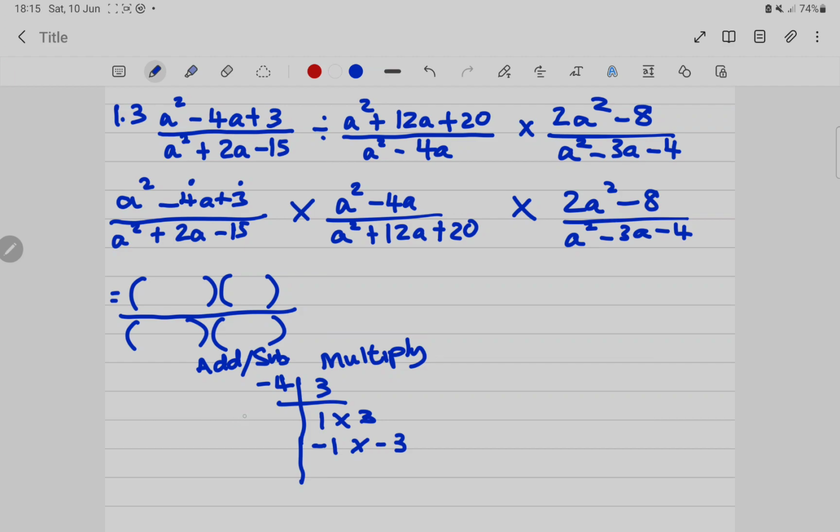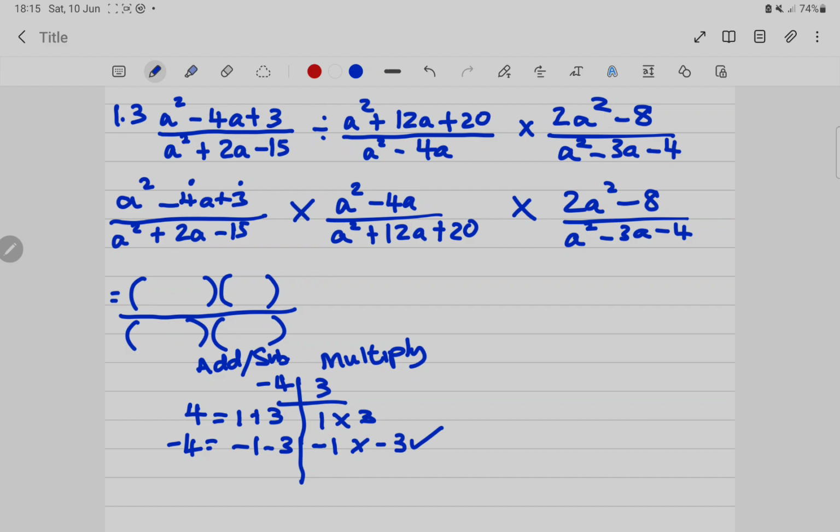Okay, so 1 times 3, it's a positive 1 and a positive 3. Can a positive 1 and a positive 3 give us a negative 4? The answer is no. It's going to give us a positive 4. Then let's check the second pair. It's negative 1 and negative 3. So what is negative 1 and negative 3? It's negative 4. So this pair is correct.